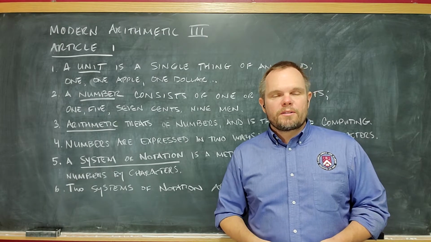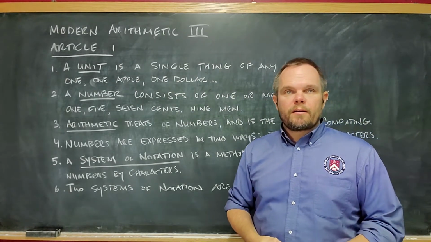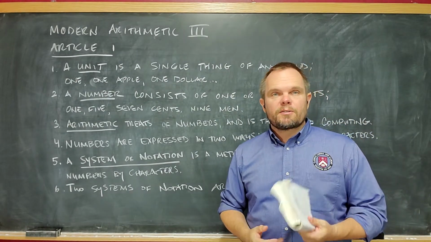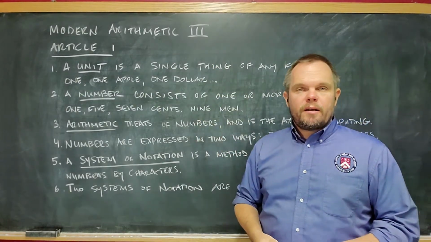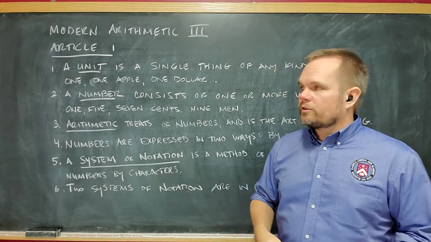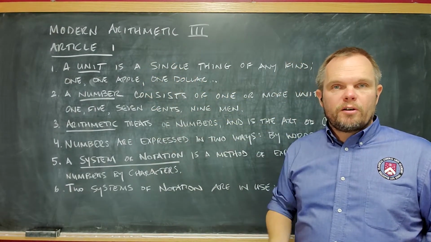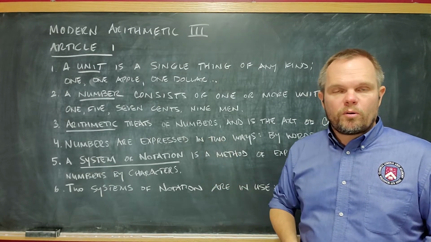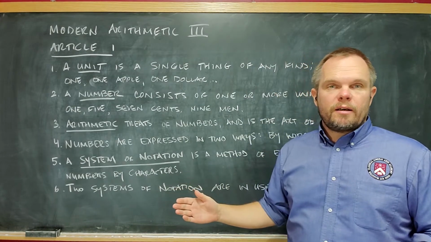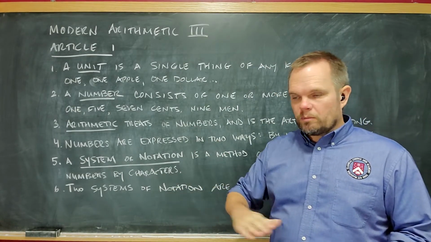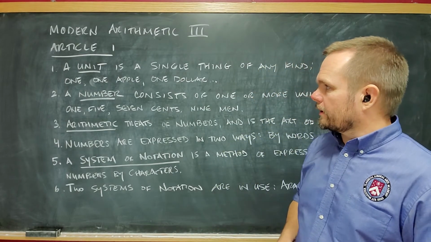In this video, we're going to study Article 1 of Modern Arithmetic 3. As we study this practical arithmetic book in the Classical Liberal Arts Academy, we're simply going to go through one article at a time in each video and walk step by step through the whole course, allowing you to master each point that we study as we move on through the whole entire course in modern arithmetic.